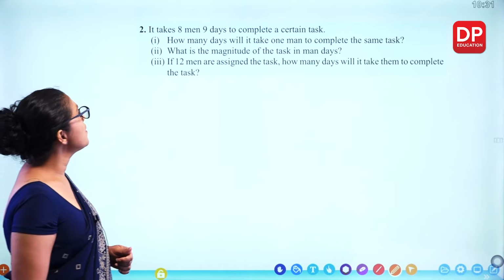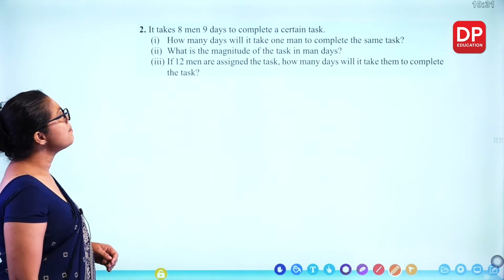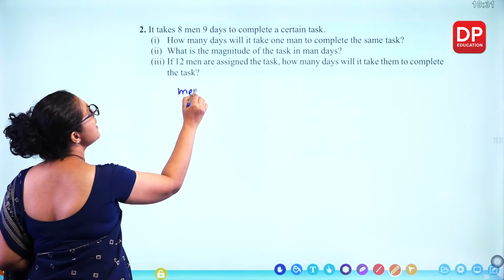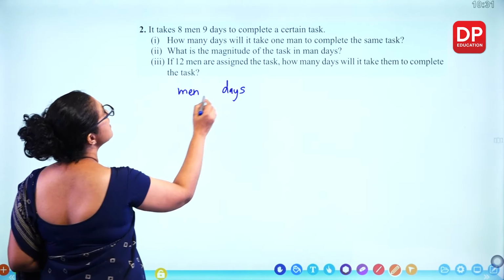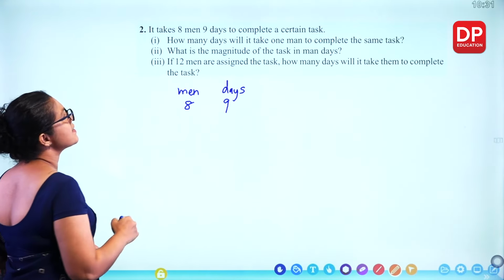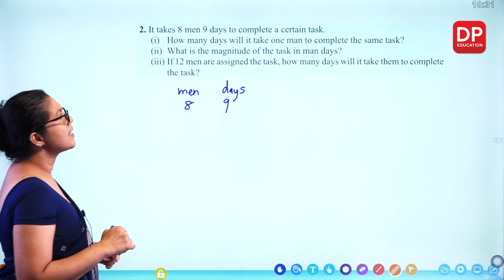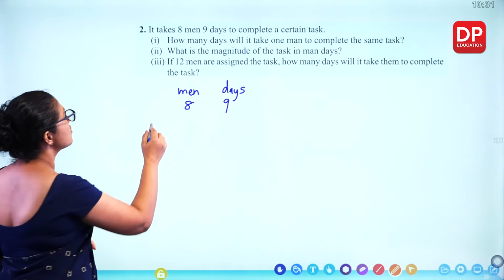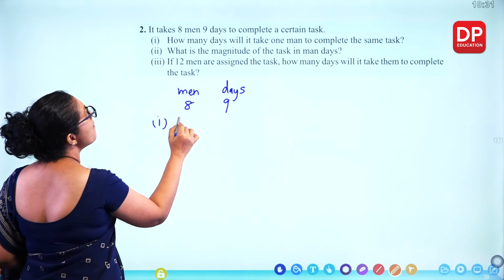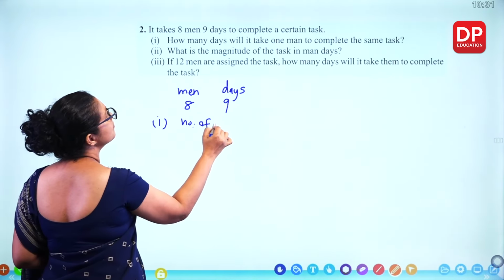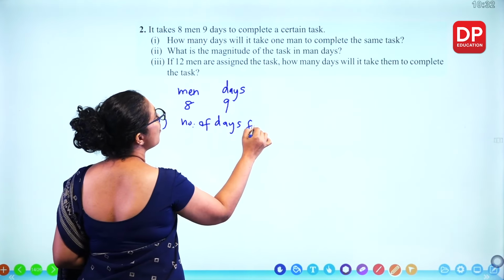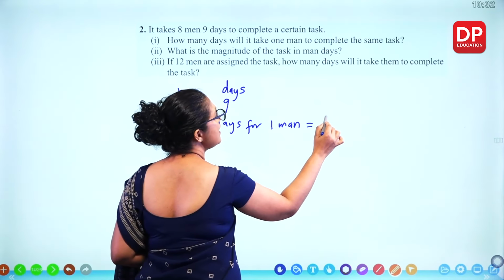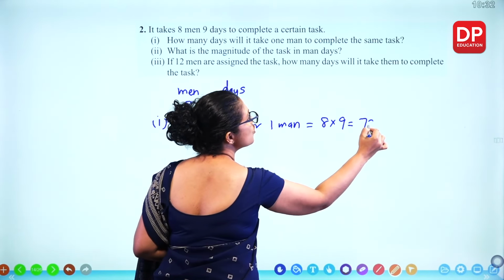Now we'll look at question number 2. It says it makes 8 men 9 days to complete a certain task. So men and number of days. 8 men, 9 days. How many days will it take one man to complete the same task? So that means man days. So here, number of days for one man. So this is 8 times 9. That's 72 days.